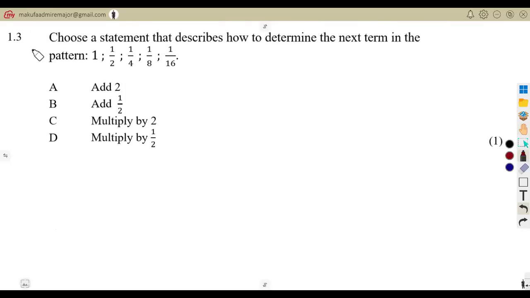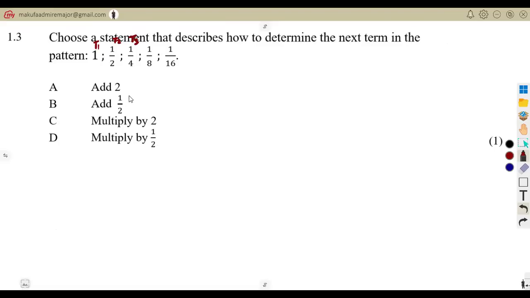Now the question that we are given on 1.3. We are asked to choose a statement that describes how to determine the next term in the pattern that you're given. So the third term, and so on and so on. They're simply asking you, what is happening here? Are we adding 2? Are we going to add a half? Are we going to multiply by 2? Are we going to multiply by a half?